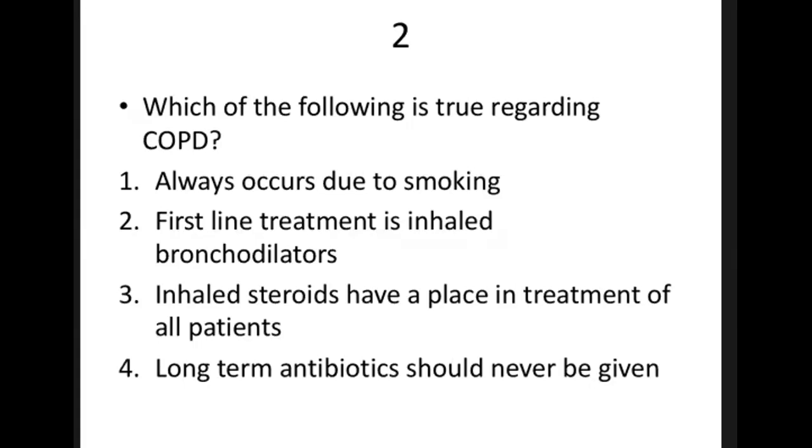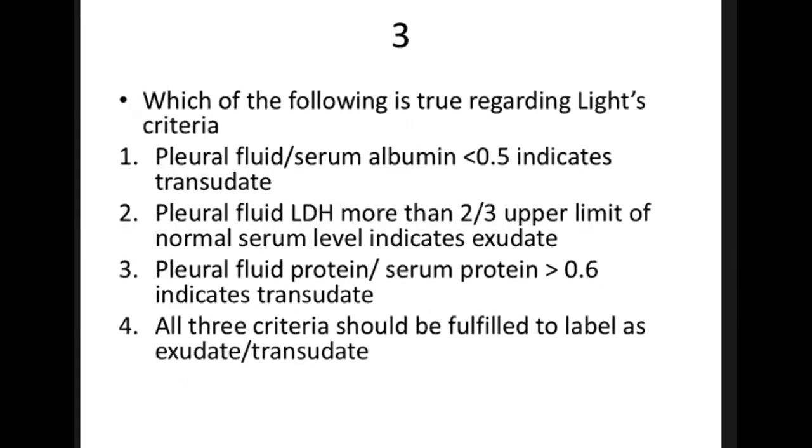Moving on. Which of the following is true regarding Light's criteria? We've just been talking about this, so all of you should answer this correctly. Pleural fluid to serum albumin less than 0.5 indicates transudate. Pleural fluid LDH more than two-thirds the upper limit of normal serum level indicates exudate. Pleural fluid protein to serum protein more than 0.6 indicates transudate. All three criteria should be fulfilled to label as exudate or transudate.